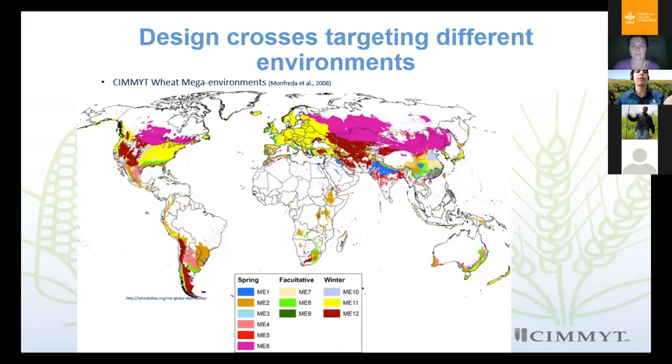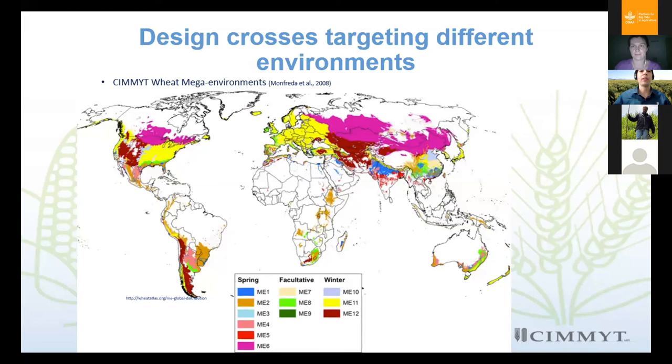So, for example, I'll give you one example, mega environment one. It's autumn sown. It has a temperature between 11 degrees Celsius and 3 degrees Celsius in the coolest quarter. This is a minimal temperature. The major constraints are leaf rust, stem rust, stripe rust, and lodging. And there are some representative sites across large regions, for example, the Gangetic Valley in India, the Indus Valley in Pakistan, the Nile Valley in Egypt, and the Yaqui Valley in Mexico. So this is the mega environment.